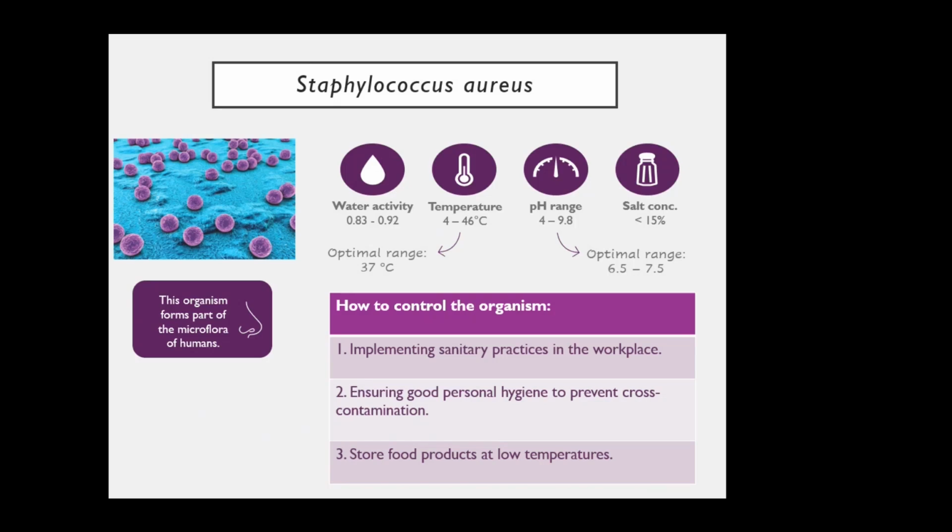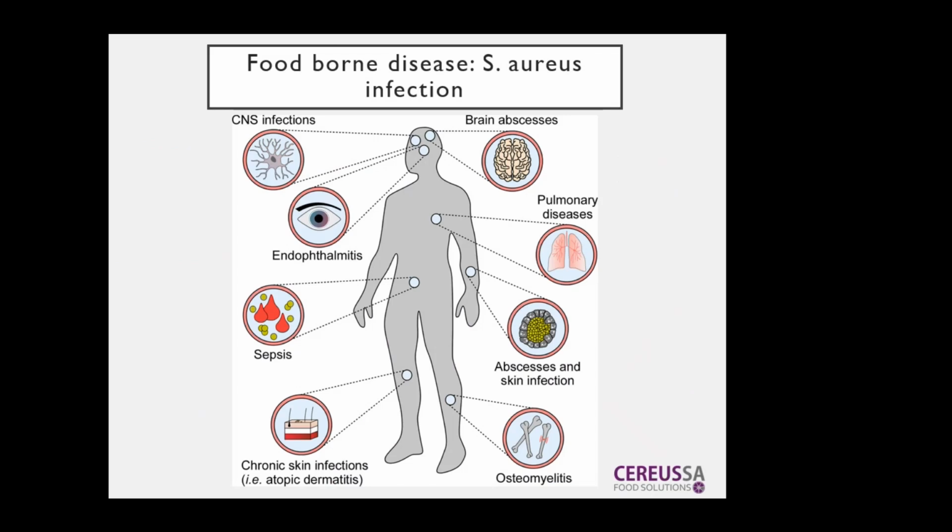Ensure good personal hygiene practices to prevent cross-contamination and store food products at low temperatures where the Staph aureus will not be able to grow and multiply. Staph aureus is a human pathogen. It can cause things like sepsis and skin abscesses where there is a staph infection.